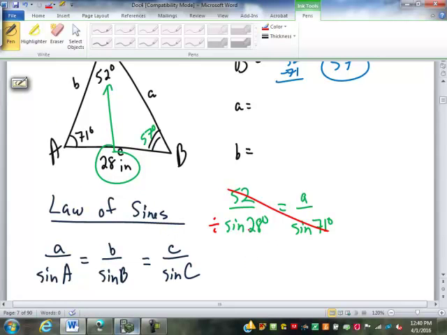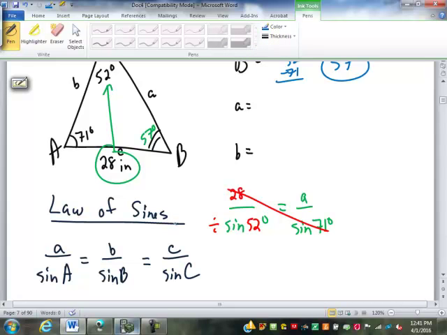Why did I put 28 in there? How about I try this again and put the right numbers in? 28 is the length of the side. 52 is the angle. Does that look better? Okay.